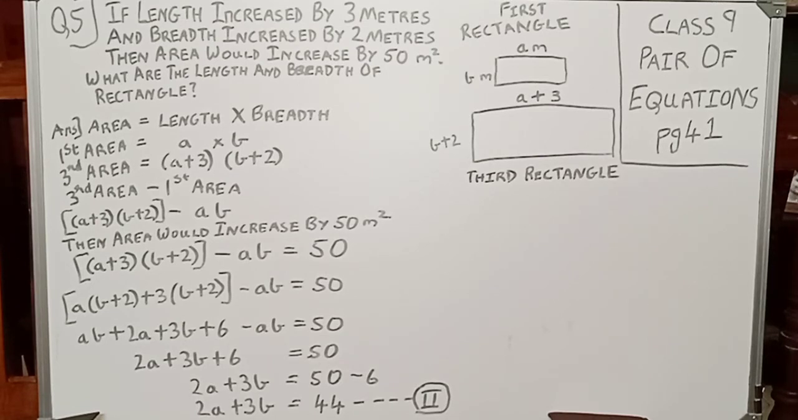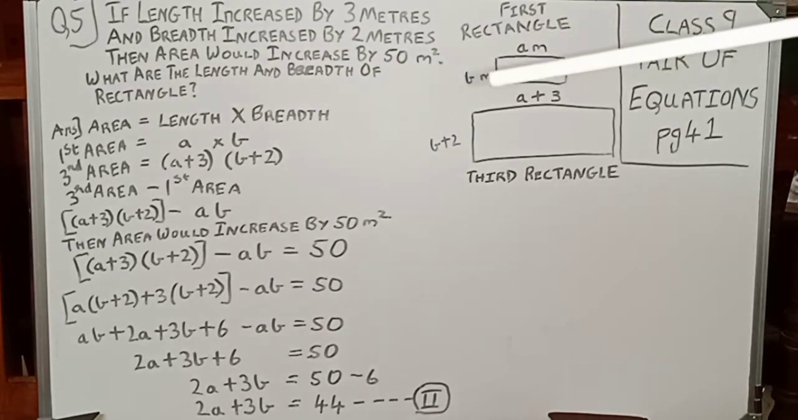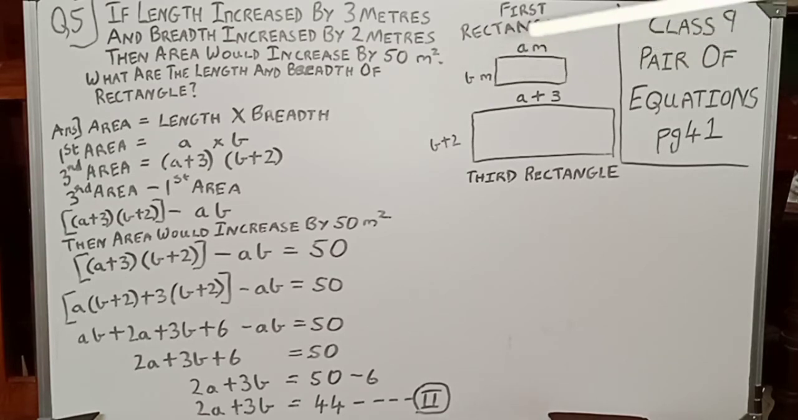In the second part, you can see in the question itself that the length is increased by 3 meters and the breadth is increased by 2 meters. That is why we have drawn two rectangles. This is the first rectangle we had drawn previously. This is a meter and this is b. Breadth is b meter. Length is a meter.